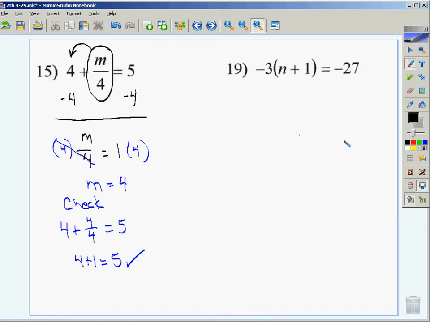Am I good? What am I going to do first on 19? There's one of two things that I can do. Somebody's got to tell me which one of them is. I'm going to distribute that. Negative 3 times n, negative 3n. Negative 3 times 1, negative 3.